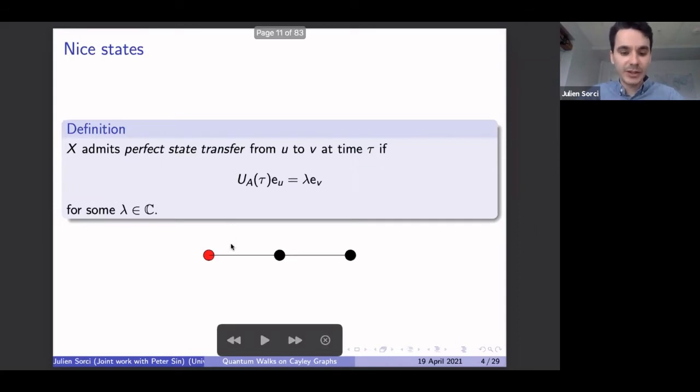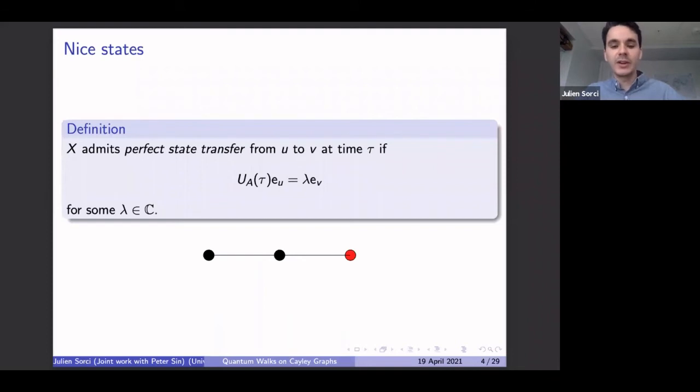And so to give you a little picture, say we have just the path of length 3. And say this red dot just represents me putting the quantum walker on this vertex, then if I wait until time tau, then the walker has moved all the way to the vertex V. And so in a certain sense, the information is sort of being transferred from the vertex U to the vertex V.